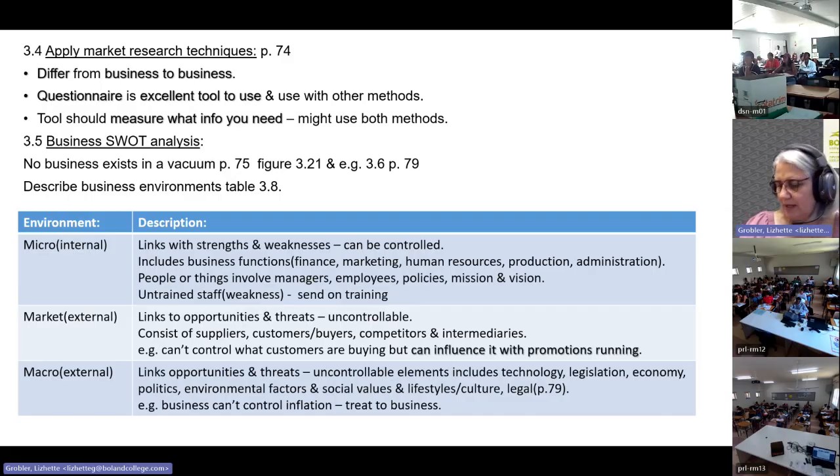All right, so we are back on page 74 now, apply market research techniques. This is where you have different market research techniques that you will use, depending on the business that you are actually doing research on. A questionnaire is an excellent tool to use, and this can be used with other methods as well. So the tool should measure exactly the information that you need. That is why we've set the questions in the questionnaire in that way as well.